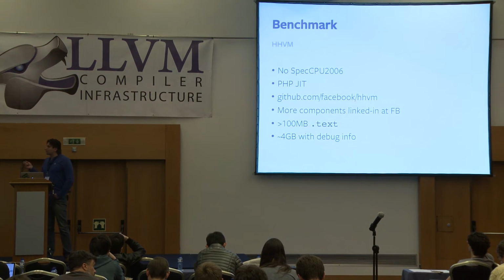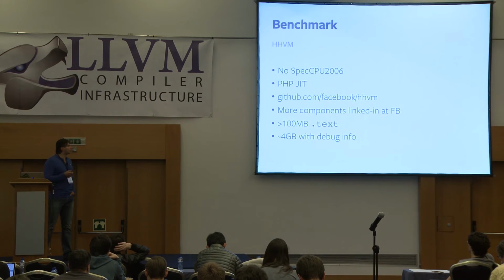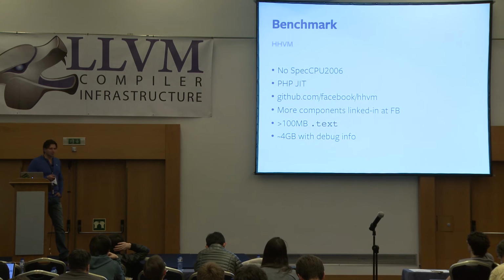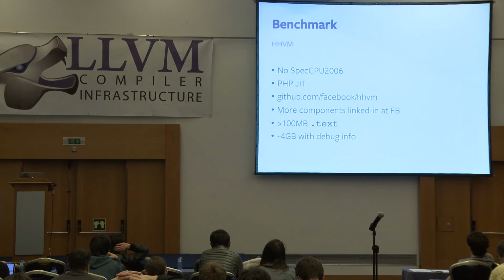HHVM source code is available on GitHub. It's used not just by Facebook. It is used by Wikimedia and several other companies. But at Facebook, in addition to open source, we have a set of linked-in third-party components. The resulting binary is quite large. It has 100 megabytes of code. Well, it varies, but sometimes it's 150. And the binary itself, with debug information, is about 4 gigabytes.